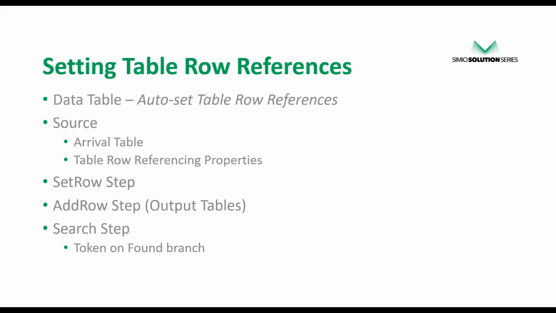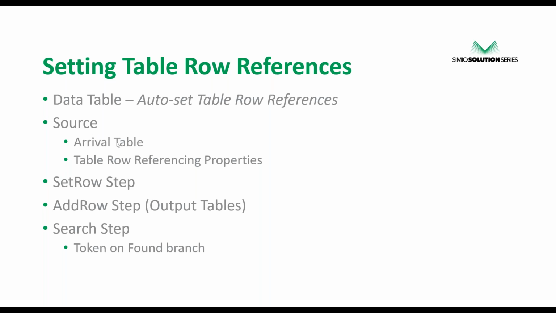So setting table row references, there are a couple ways to set table row references. One of them we already saw was by using the auto set table row references property on an object or element column, and that will set the row to that specified object noted in that row of the table. You could also use some properties on the source.